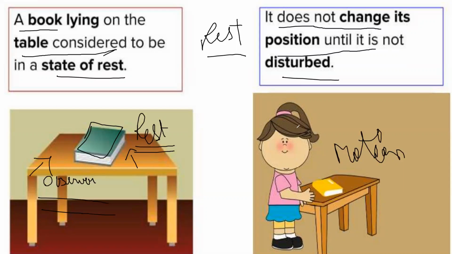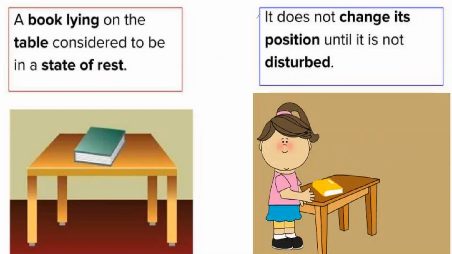So according to you, if you are the observer, or if the book is the observer, though they do not have feelings, just as an example, you are the observer, and the book is moving according to you as you are disturbing it.